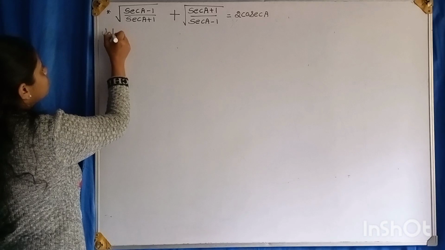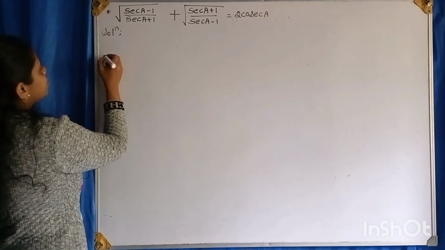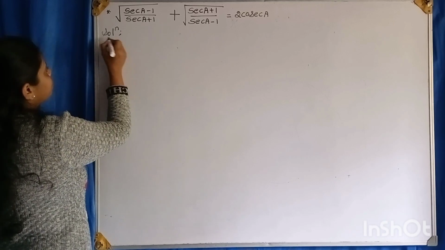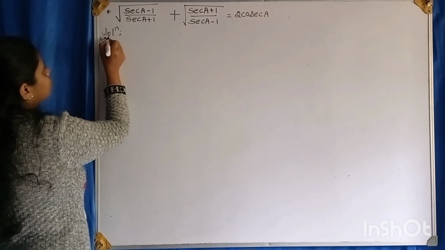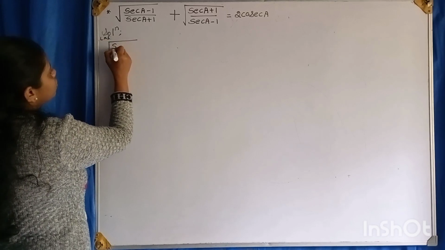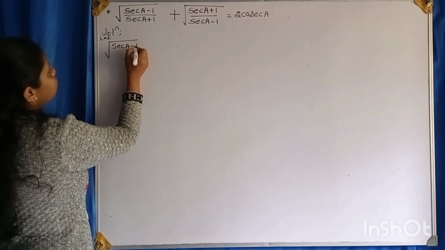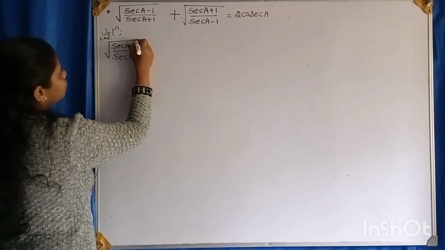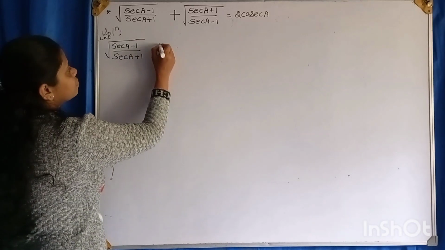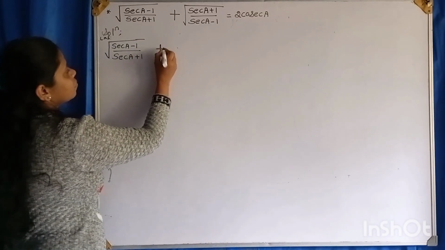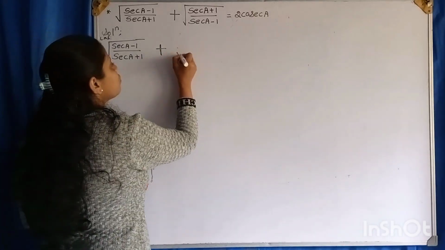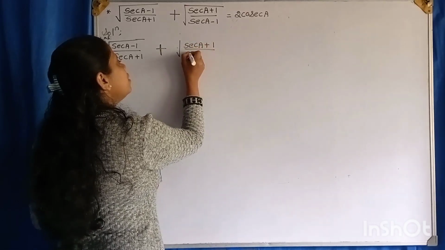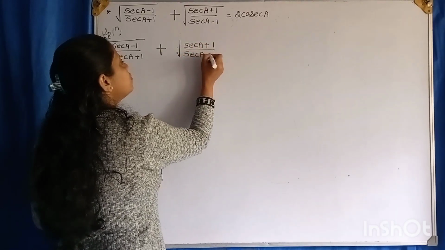Solution. First let me write down the LHS, that is square root of secant a minus 1 divided by secant a plus 1, plus square root of secant a plus 1 divided by secant a minus 1.